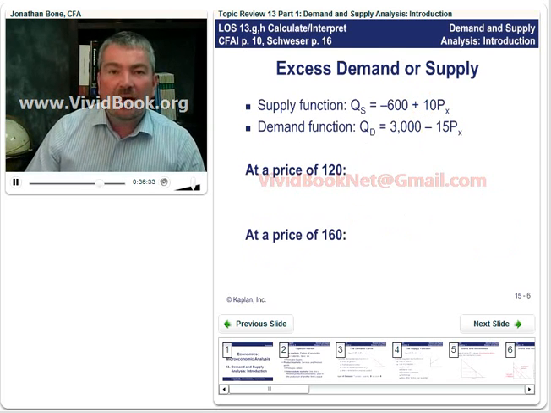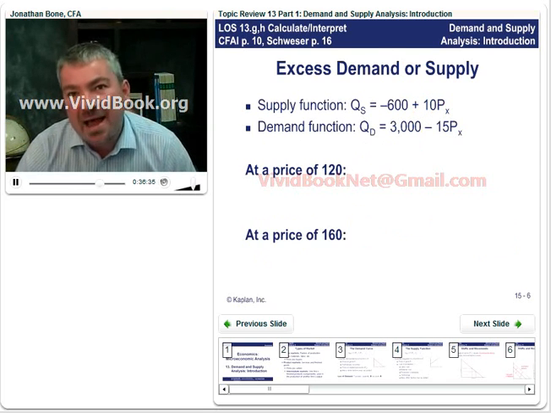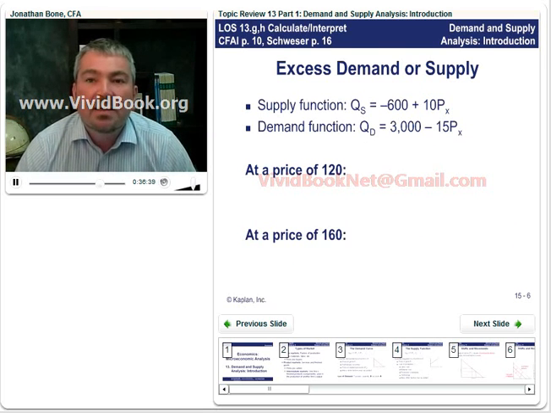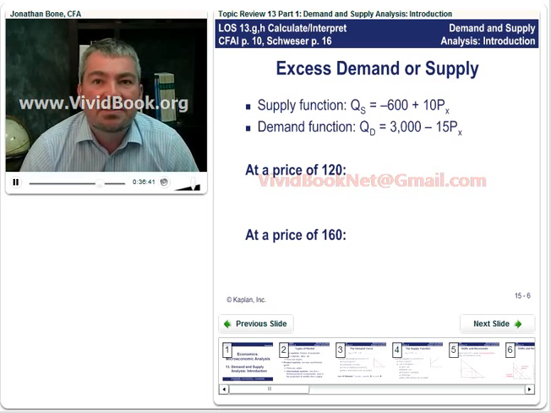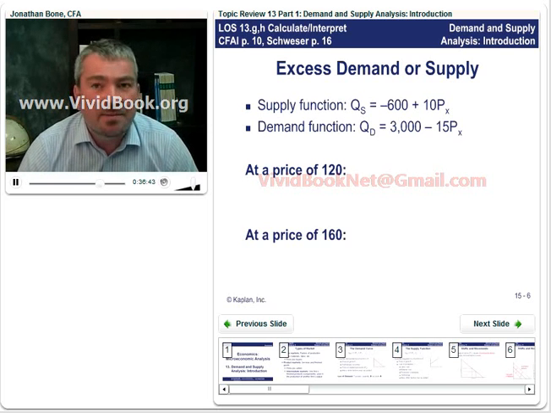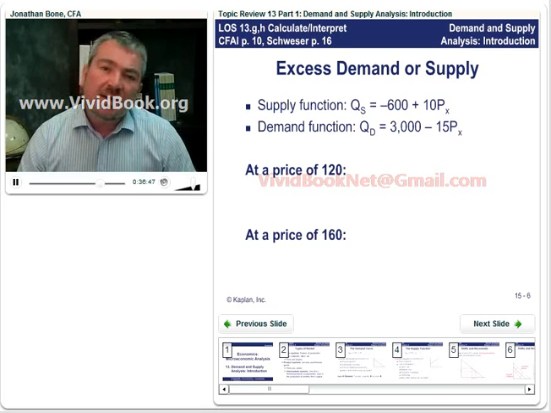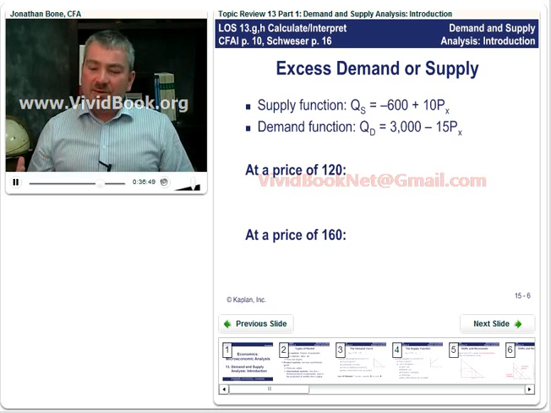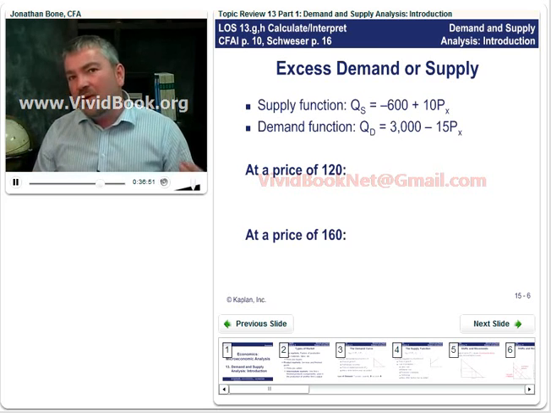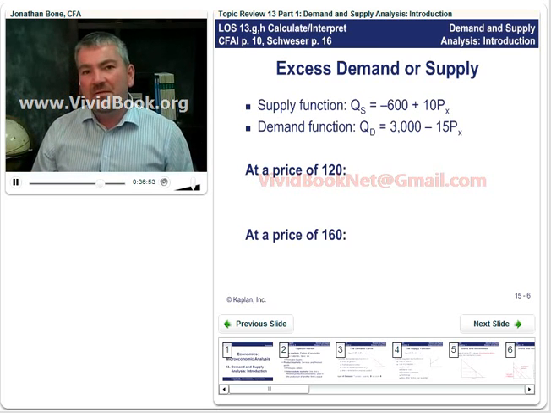Now, we're also asked to calculate the amount of excess demand and supply within our learning outcome. So here are our supply and demand functions, QS and QD, same as the previous slide. And notice we're going to look at a price of 120. Now, straight off, let's see if we can work this out intuitively. We know the equilibrium price was 144. But here we've got a price below equilibrium.